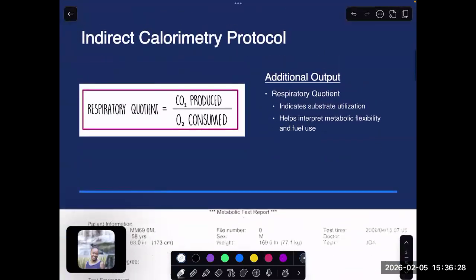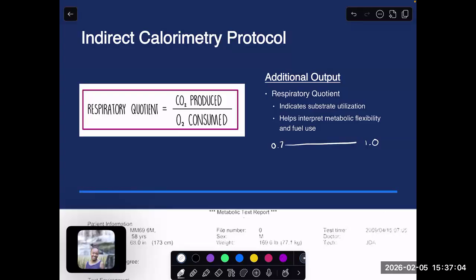So output of importance during this test includes the respiratory quotient. The respiratory quotient is used to indicate substrate utilization, which is the ratio of carbohydrates and fats that you use doing a test like this. And we also use it to help us find the calories connected to each liter of oxygen consumed. So, usually during a resting metabolic test, you're burning more fats than carbs. And during a test like this, we can expect to see a respiratory quotient between 0.7 and 1.0.